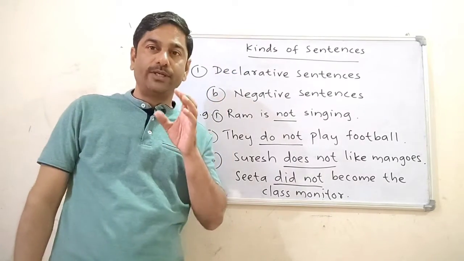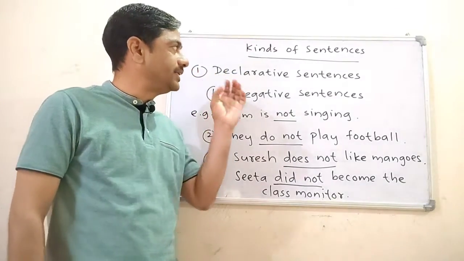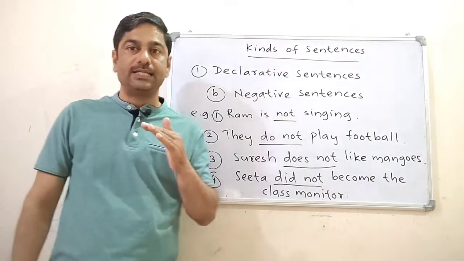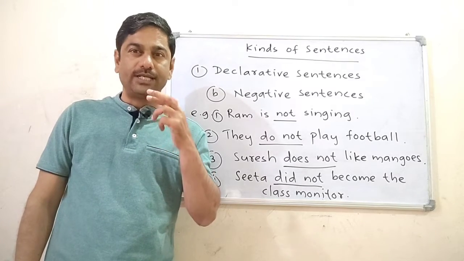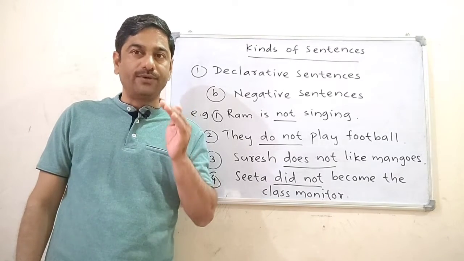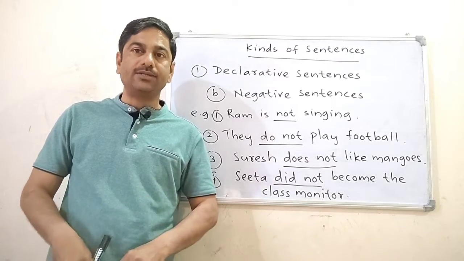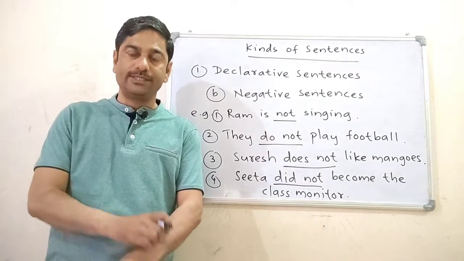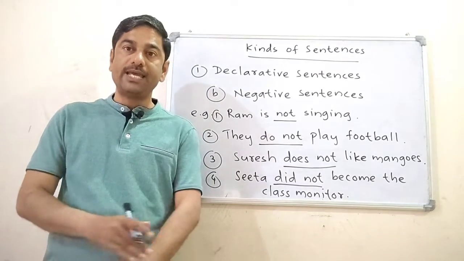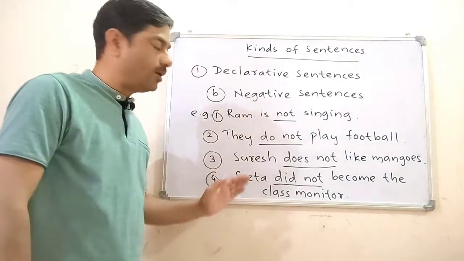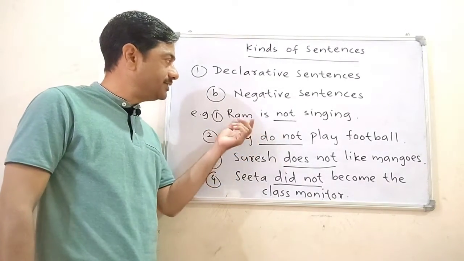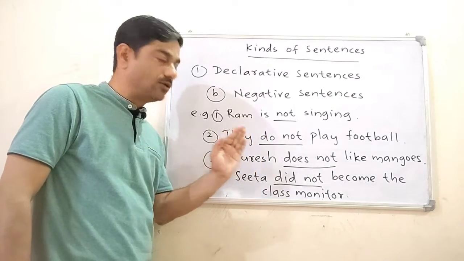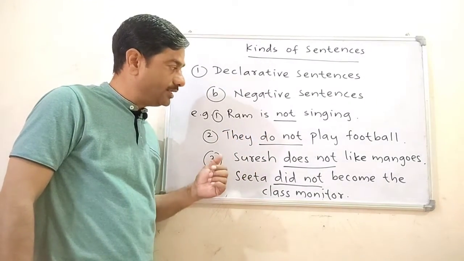Here we are speaking about declarative sentences. Declarative sentence is the first kind of sentence, and in declarative sentences there are two types: affirmative sentences and negative sentences. Affirmative sentences make positive statements and negative sentences deny something. Here we have given four examples of negative sentences: Ram is not singing, they do not play football, Suresh does not like mangoes, and Sita did not become the class monitor.